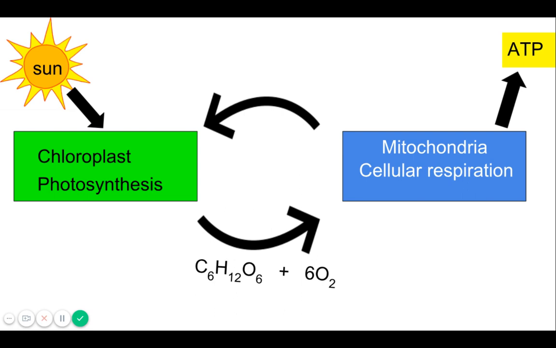So, as we can see, the sun goes into the chloroplast for photosynthesis, which then releases as the product C6H12O6 and O2. It goes into the mitochondrion and cellular respiration happens, making ATP energy and 6CO2, 6H2O, which go into the chloroplast and make a whole new cycle. It's a big cycle, and this is the process of photosynthesis.